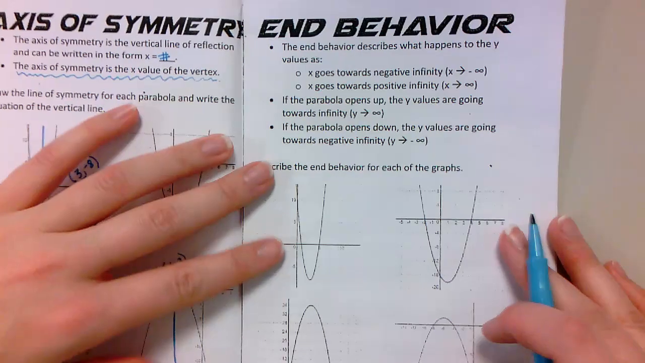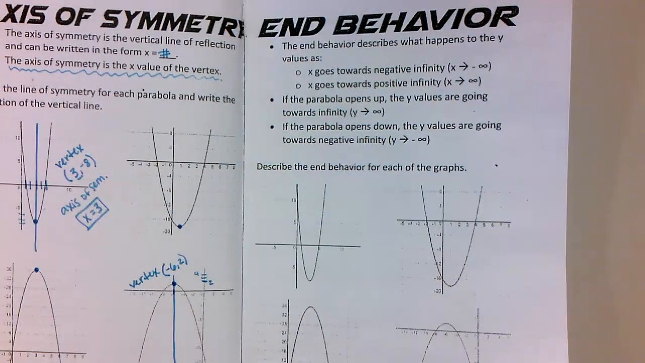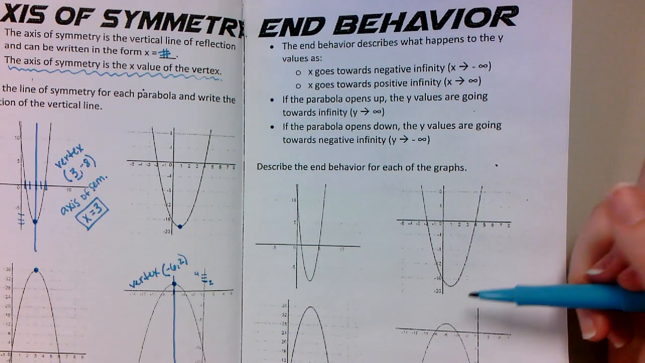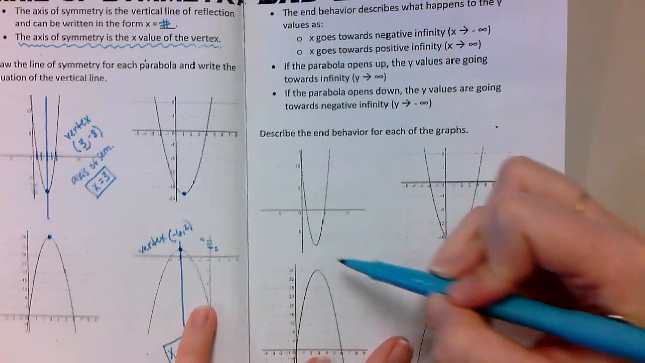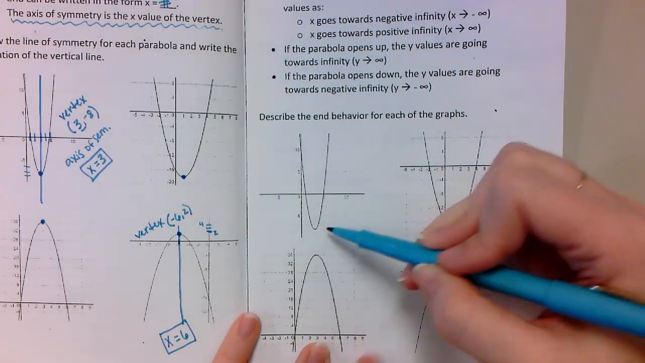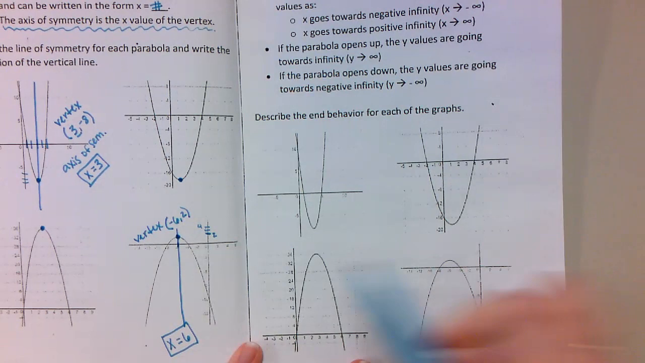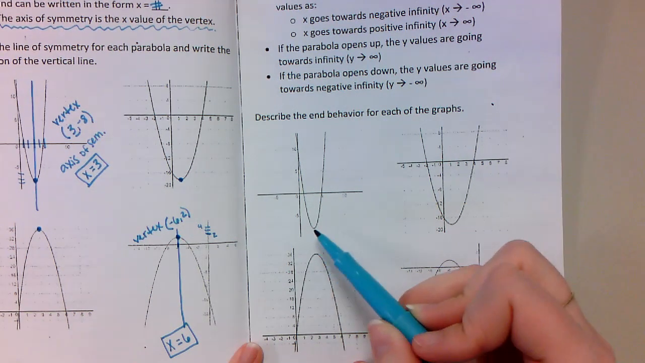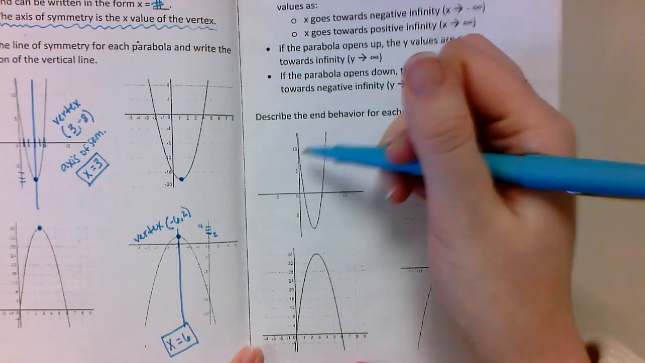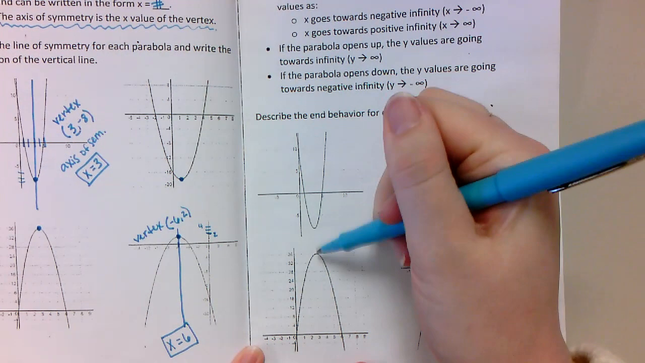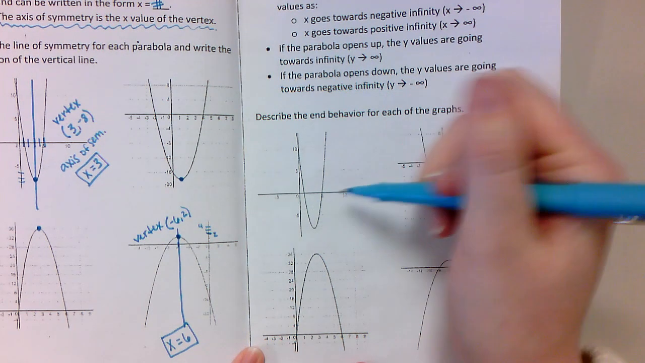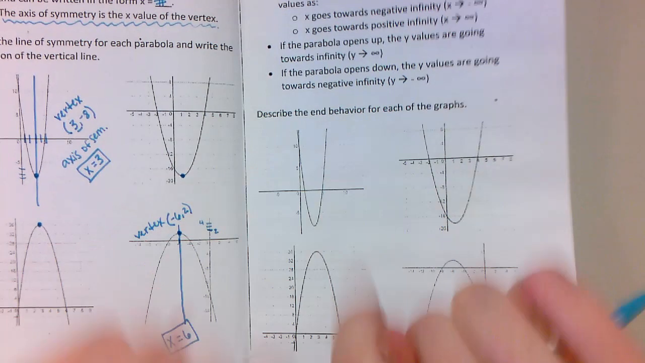End behavior basically just describes what's happening at the end of your graph. So we know that the vertex is the center of our graph, and it's either the minimum point, as these two first examples show, or it's the maximum point. It's either the highest or the lowest, but that is the dead center, the middle, and that's where the axis of symmetry cuts through. And so we know whatever happens on one side happens on the other. They're both moving the same way.